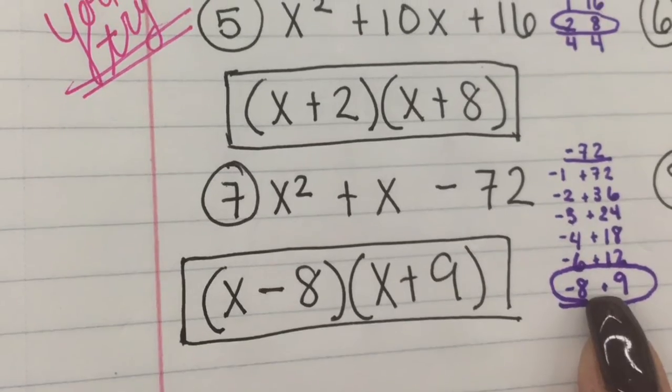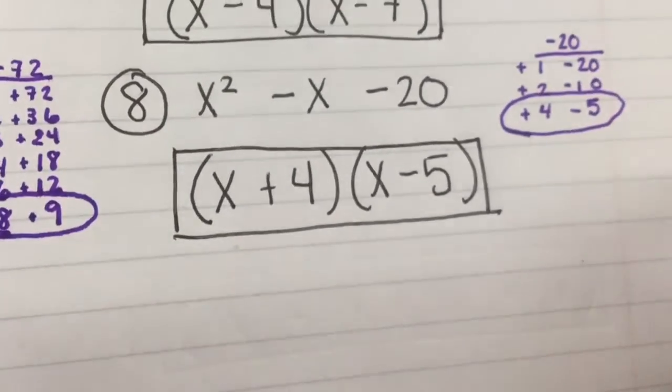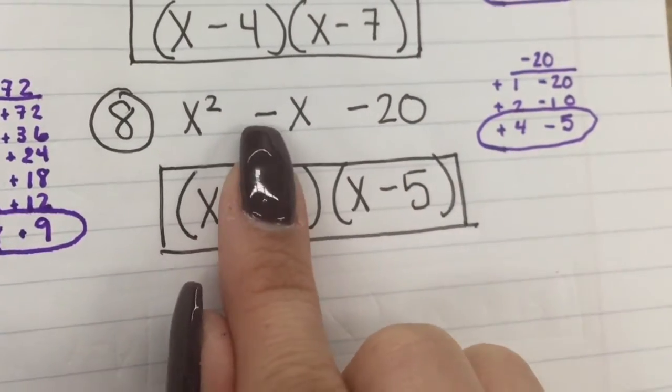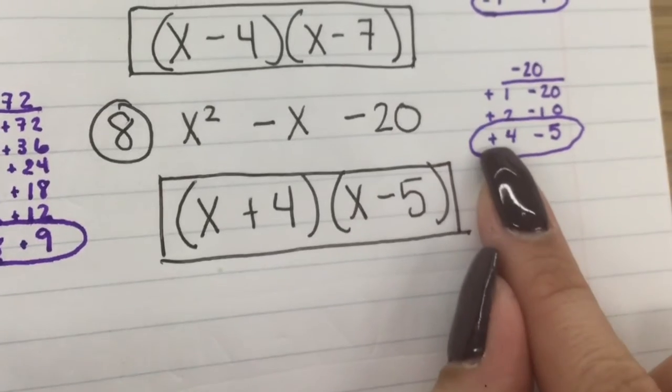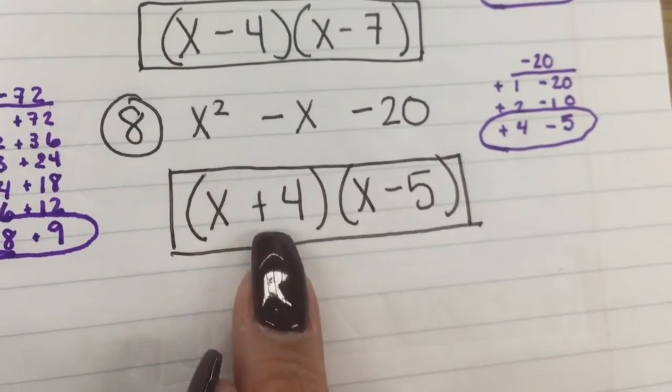But if you remember that trick to give the bigger factor the sign of the middle term, that will help you out a lot. Same thing here, you've got a -20, so they are different signs, but the bigger factor here is negative. So we find that +4 plus -5 is what gives us that -1 in the middle.